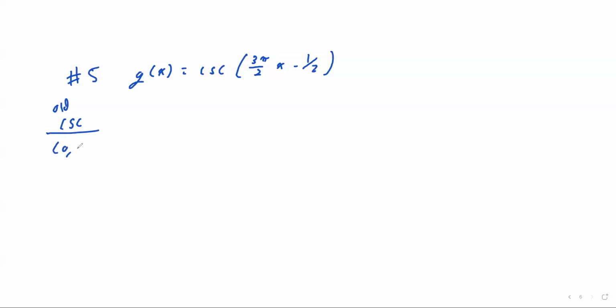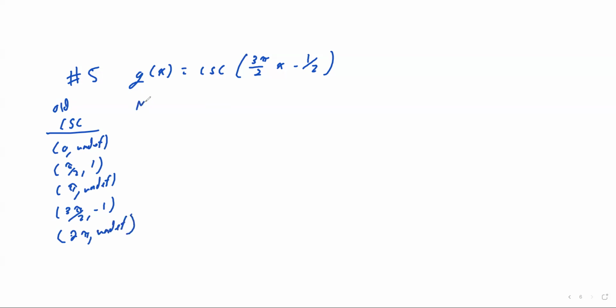Cosecant, again, was (0, undefined), (pi halves, 1), (pi, undefined), (3 pi halves, -1), and then (2 pi, undefined). Do the new one, but make sure we label it appropriately.